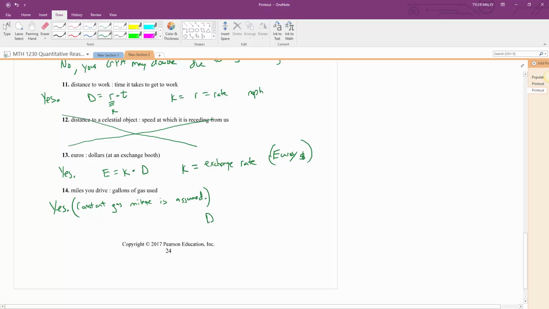So the equation we could get is distance equals K times G gallons. So if I divide by K, I would take distance divided by gallons. So a typical unit there, we could do miles per gallon.